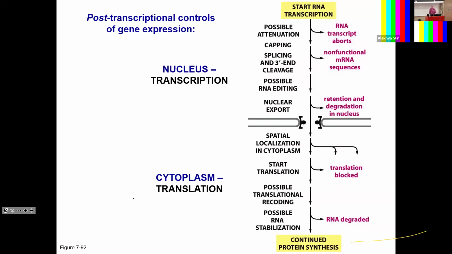Then we start translation. Translation can be blocked if, for example, the end product is already present in plentiful amounts. And then we also have translational recoding on the mRNA level to remove or add certain bases. There could also be RNA stabilization or degradation; if RNA gets damaged, it would be degraded.